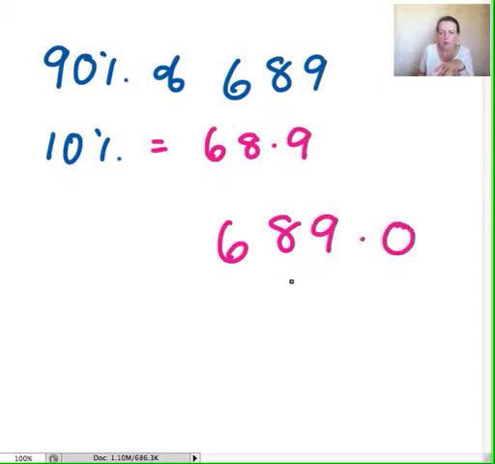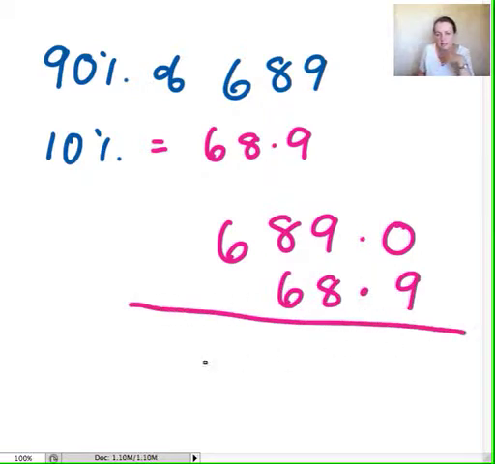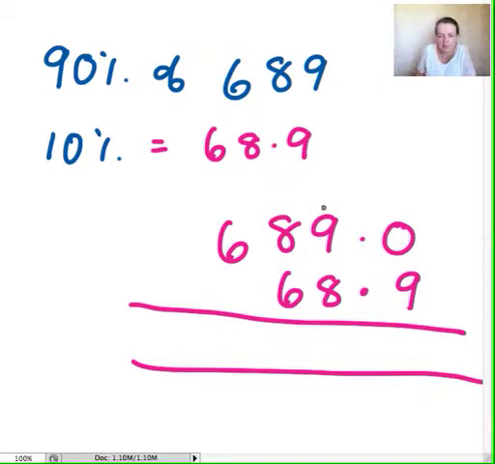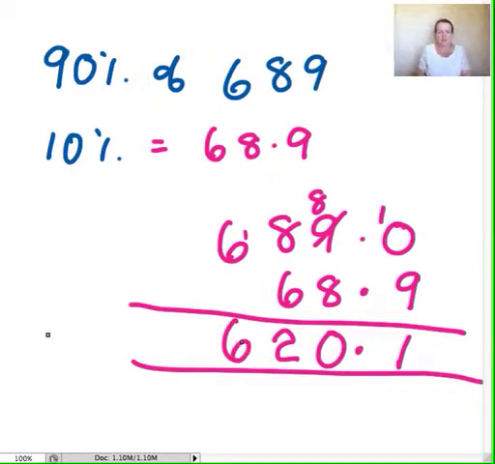689.0, line it up in all columns. So it would be 68.9, take it away, big equals. 9 from 0 you can't do, so that's got to be 8, 10. 10 take away 9 is 1, bring down the decimal point. 8 take away 8 is 0. 8 take away 6 is 2, and 6 take away nothing is 6. So I reckon our answer is, and we better check, 620.1. Get in there. Right, next one.